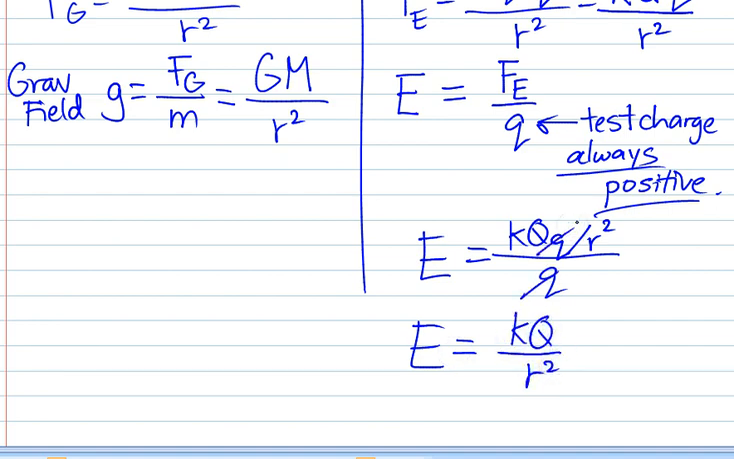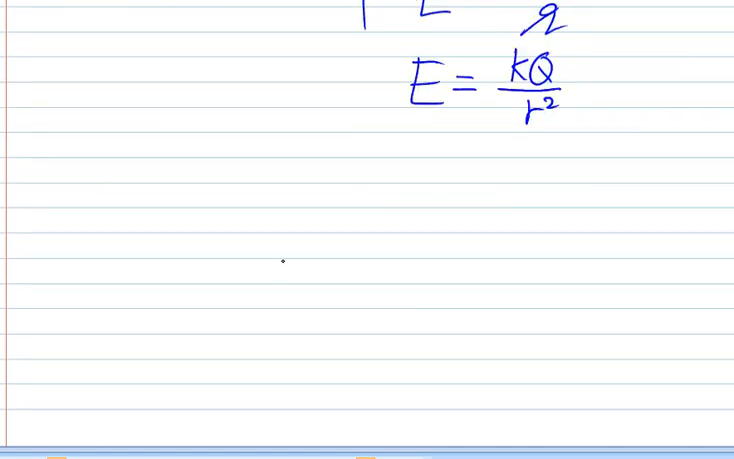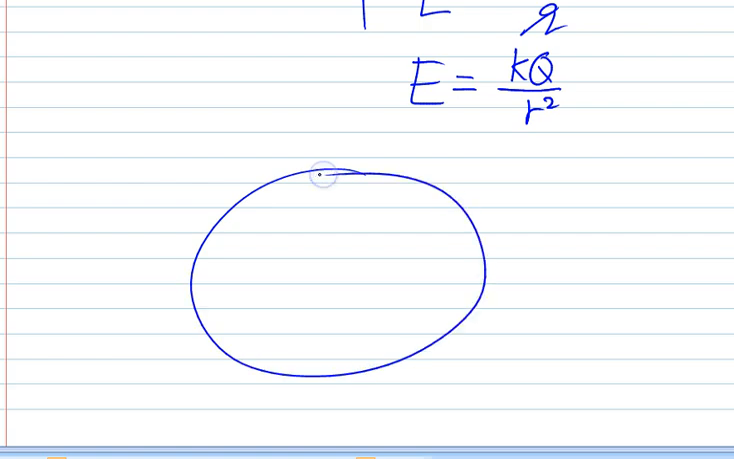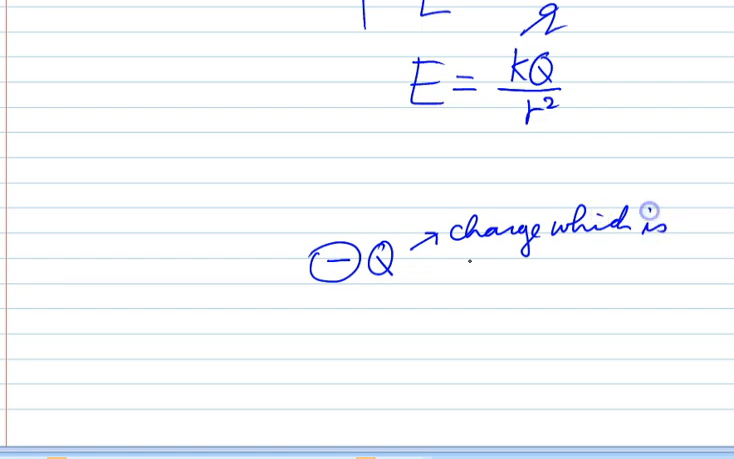The little q's cancel. Okay, now what does this look like? Well, let's draw not the Earth, but let's draw a charge. And let's say that this is a negative charge to make the analogy clearer. Okay, now what I'm going to do, and this is charge big Q, this is the charge which is creating a field.